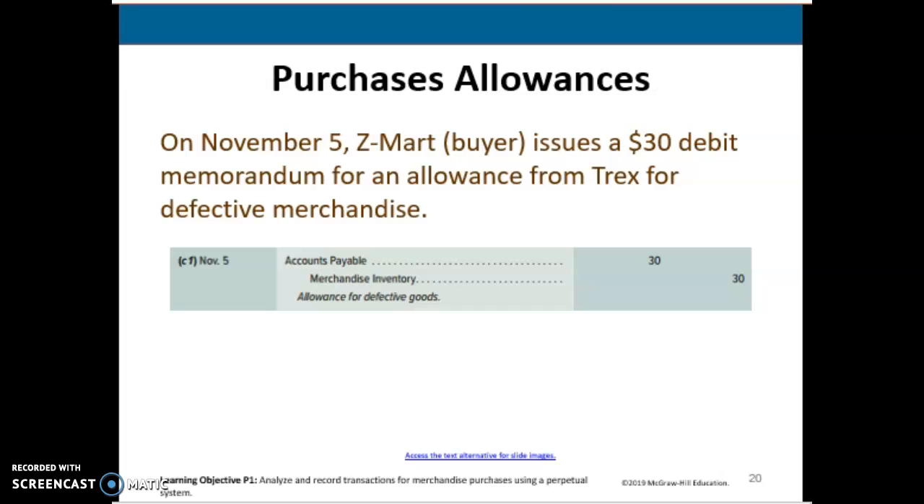So to apply that on our books, we're going to debit accounts payable to reduce how much we owe them by that $30. And it also reduces the cost of our inventory. So we're going to credit merchandise inventory.